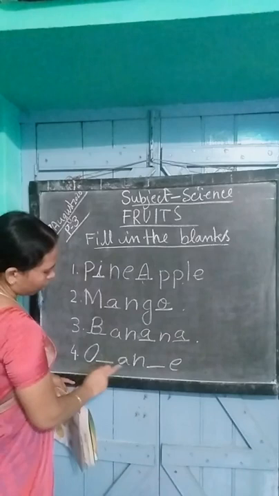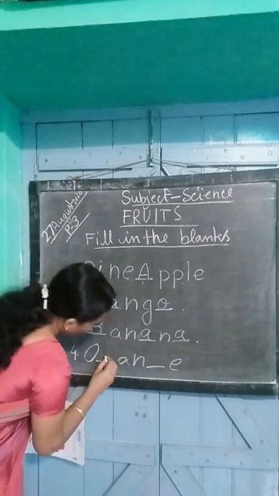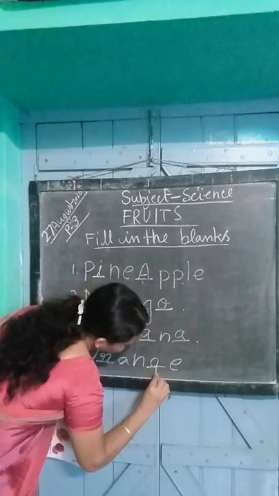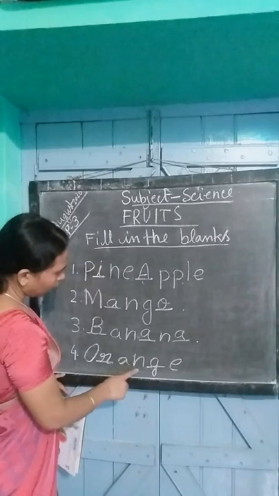Now O dash. This one is orange. Orange spelling. O R A N G. You write here dash. Then G E. Orange. O R A N G E. Orange.